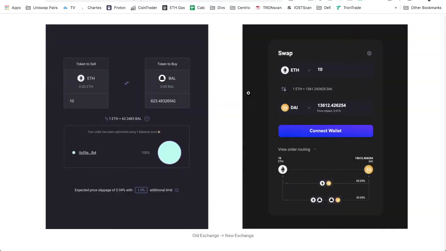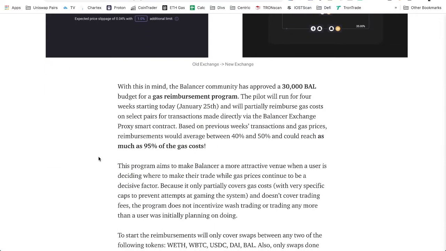And with this in mind, the Balancer community has approved a 30,000 BAL budget for a gas reimbursement program. The pilot will run for 4 weeks starting today, January 25th, which was 2 days ago, and will partially reimburse gas costs on select pairs for transactions made directly via the Balancer Exchange proxy smart contract. Based on previous weeks' transactions and gas prices, reimbursements would average between 40% and 50% and could reach as much as 90%, 95% of the gas costs.